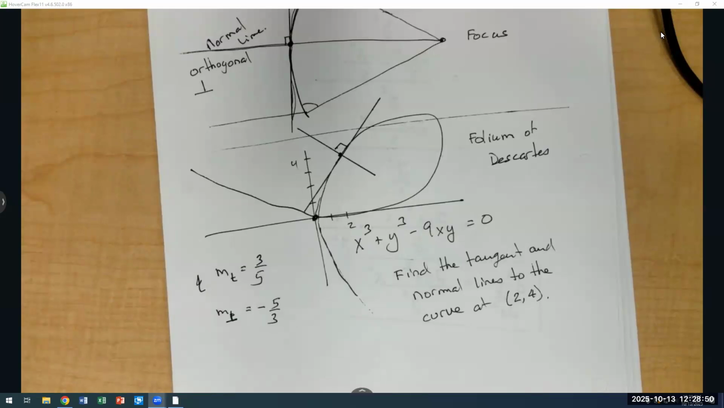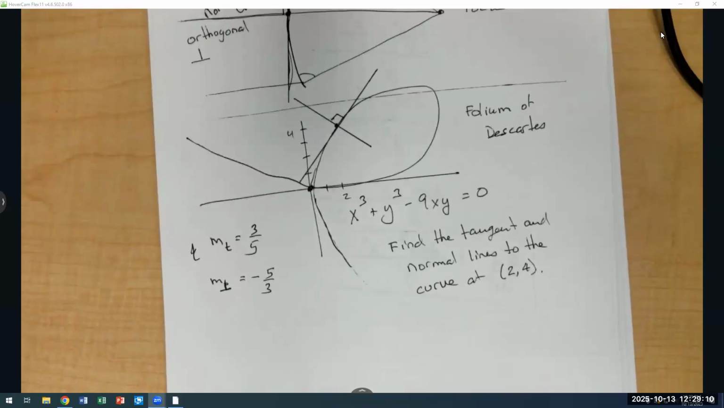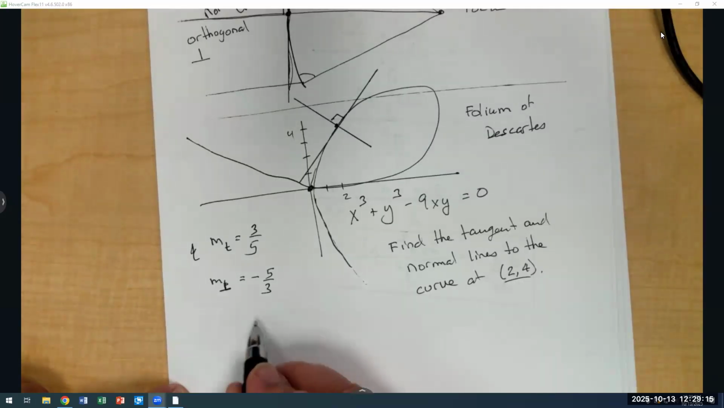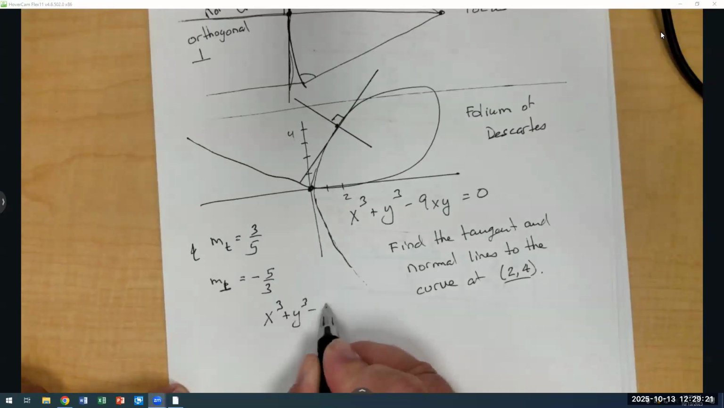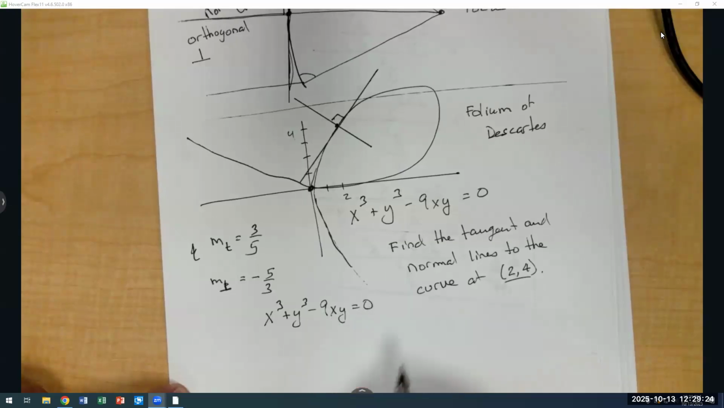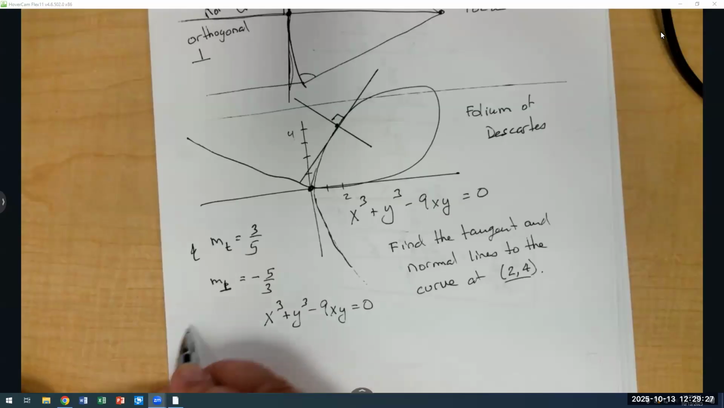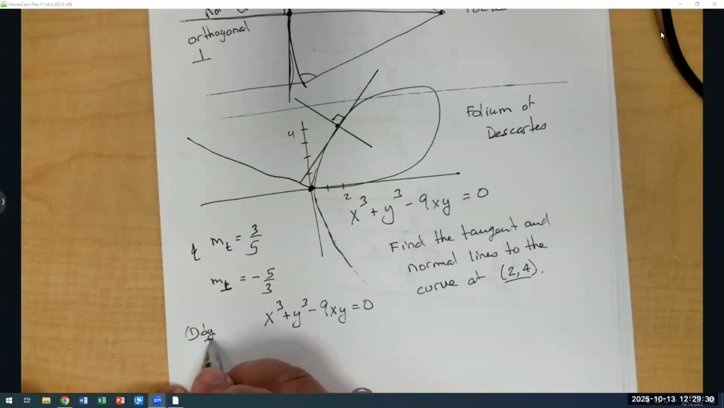So since we know that now, all we have to do is find the slope of the line tangent to it. How do we find the slope of the line tangent to a curve? It's not in your notes. How do we find the slope of the line tangent? First derivative. So we find the first derivative of our function at the point 2, 4. So we have to first find dy/dx.